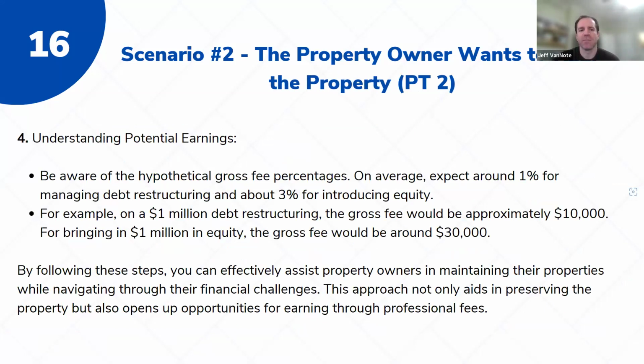Understanding potential earnings. Be aware of the hypothetical gross fee percentages. On average, expect around 1% for managing debt restructuring and about 3% for introducing equity. An example on this would be a $1 million debt offering can make about $10,000. However, for bringing in $1 million of equity, the gross fee would be roughly $30,000.